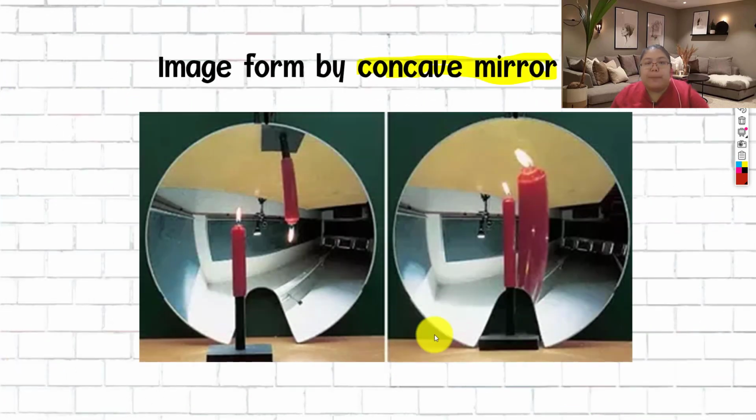This one is an example for the concave mirror. You can find the image becomes inverted. You can find the object is upright, the frame is up, this one also up, but it becomes magnified.